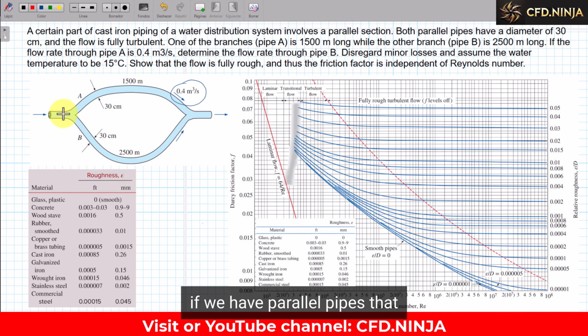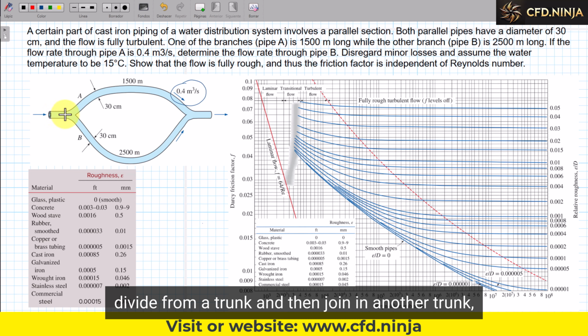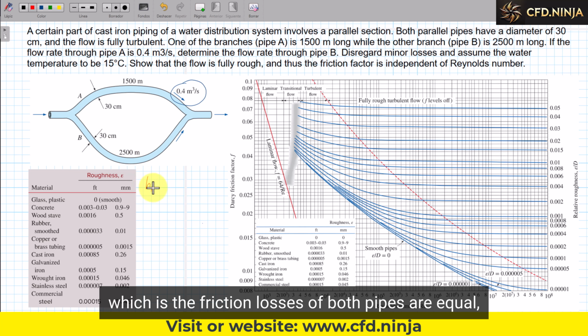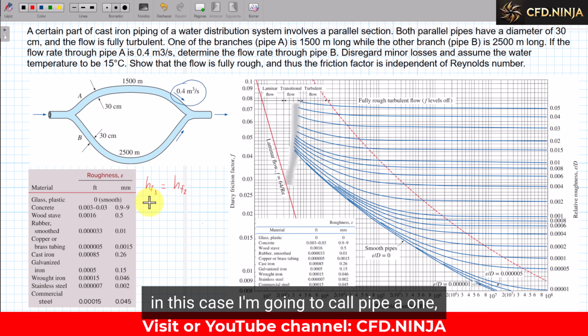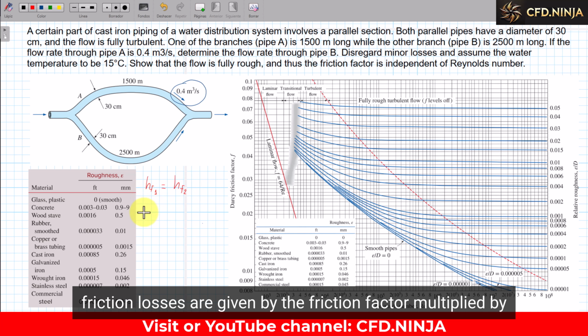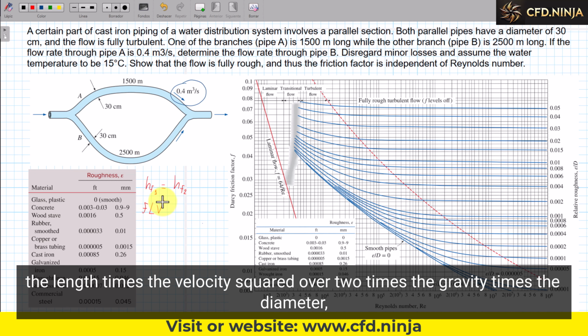If we have parallel pipes that divide from a trunk and then join in another trunk, we can write the following: the friction losses of both pipes are equal. In this case, I'm going to call pipe A 1 and pipe B 2, and we know that these friction losses are given by the friction factor multiplied by the length times the velocity squared over 2 times the gravity times the diameter.